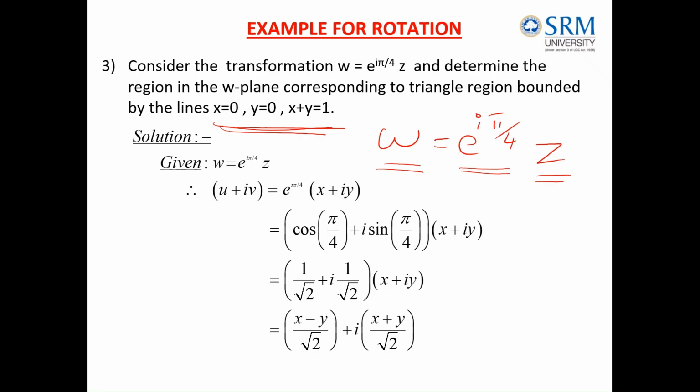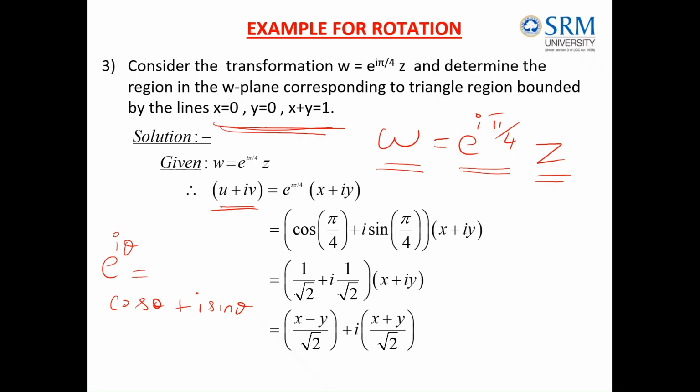So write w as u plus iv, z as x plus iy, and expand and rewrite this e power i pi by 4. So we already know e power i theta can be rewritten as cos theta plus i sin theta. So therefore I can rewrite e power i pi by 4 as cos pi by 4 plus i sin pi by 4. Cos pi by 4 is 1 by root 2, plus i times sin pi by 4 is 1 by root 2, multiplied by x plus iy.